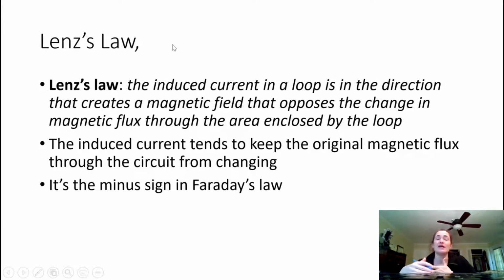Now the minus sign in Faraday's law has become known as Lenz's law. And Lenz's law says that the induced current in a loop is in a direction that creates a magnetic field that opposes the change in the magnetic flux through the area enclosed by that loop. Another way of saying this is that there's a back EMF that's being generated that opposes change, okay? So the induced current wants to keep that original magnetic flux through the circuit from changing.